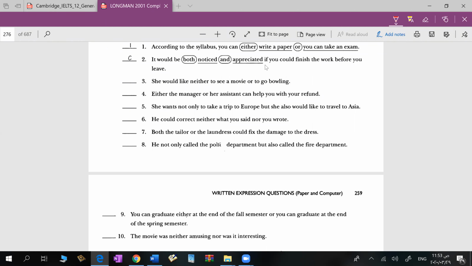Okay, let's see. Number 3. She would like neither to see a movie nor to go bowling. What comes after neither? Nor. This is incorrect. It would have been correct if we just made it nor. Very good.